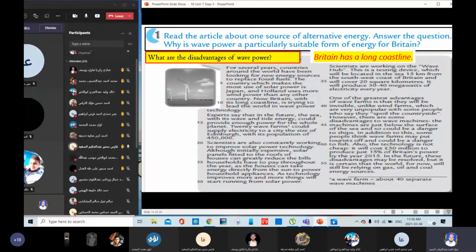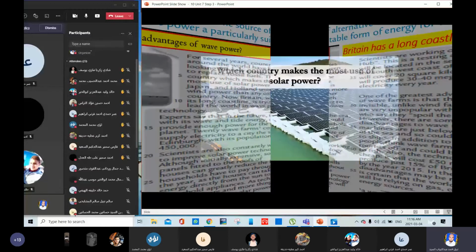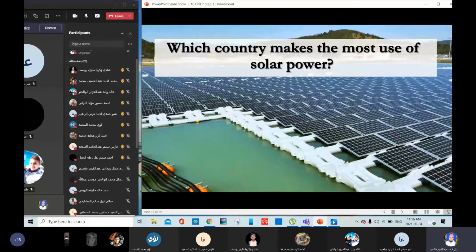Very good. Thank you. Now, let's have a simple question surveying the article. Which country makes the most use of solar power? Mention the name of the country. Hands up. Which country makes the most use of solar power? Salim Nabil. Japan. Very good. Japan makes the most use of solar power. Now, which country uses more wind power than any other country?